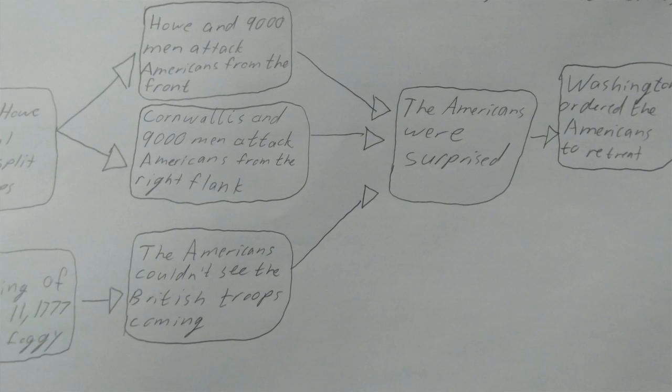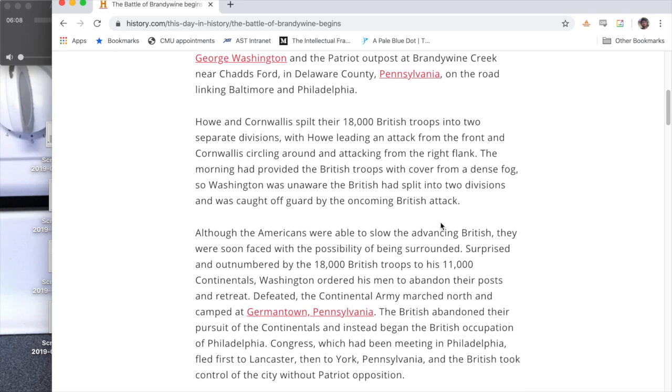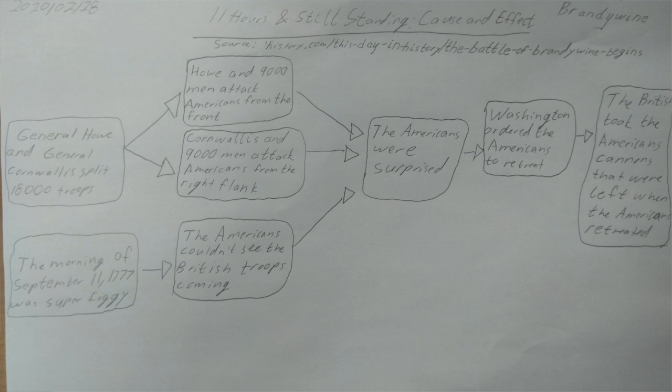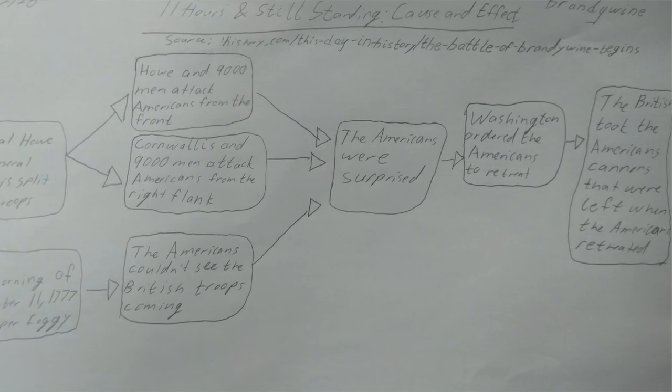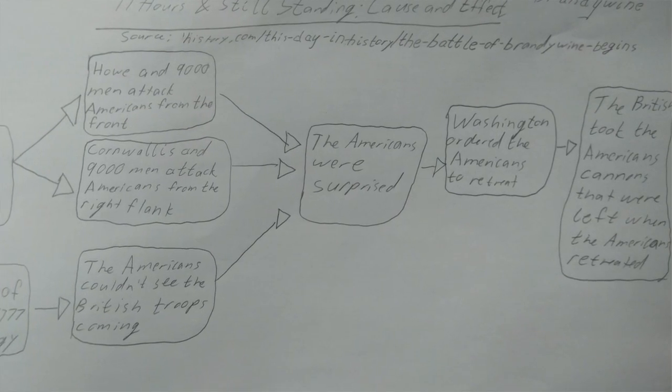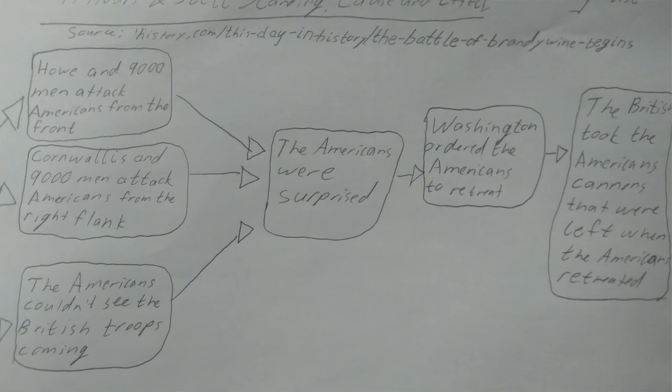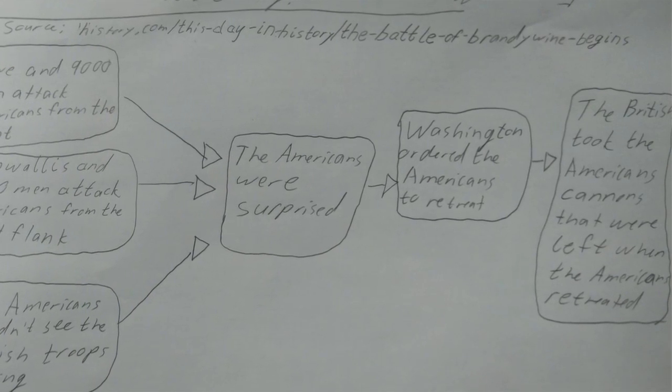If we go back to the document, it doesn't exactly say they were surprised. It says, oh, actually it does. It says surprised and outnumbered by 18,000. Yeah, so as I said before, the exact order of the words in the article is not necessarily the order that things happened in history, so you may have to think a little bit to figure that out. Let's look back at the diagram. So the Americans were surprised. The Americans being surprised led to Washington ordered the Americans to retreat, and that led to the British took the Americans' cannons that were left when the Americans retreated.